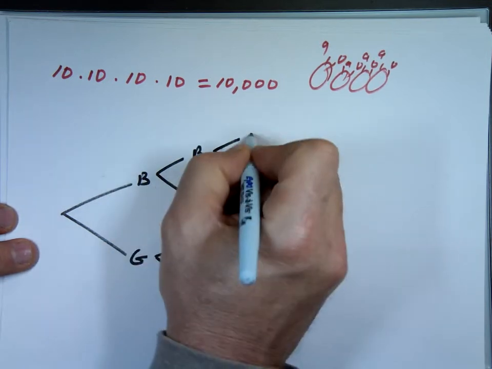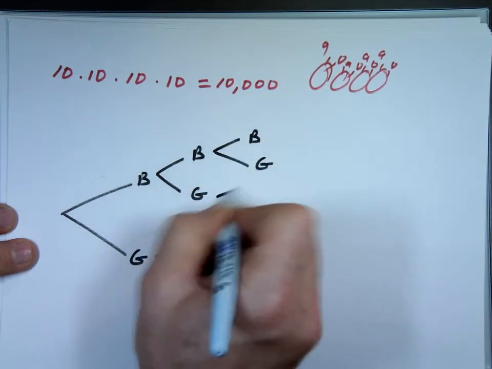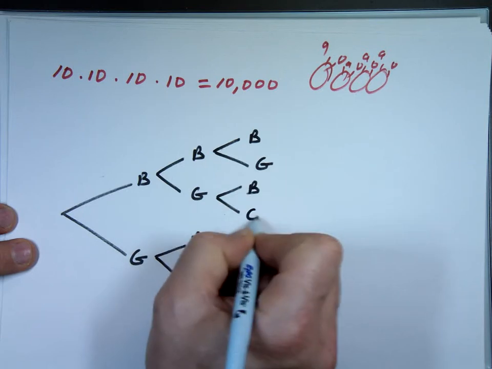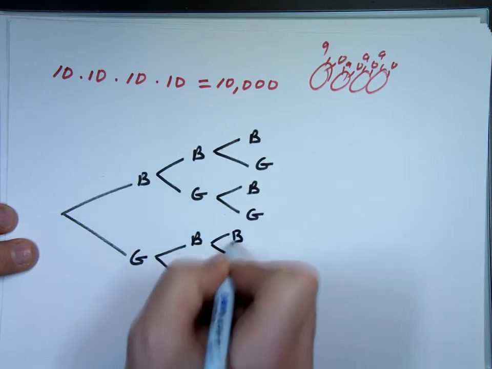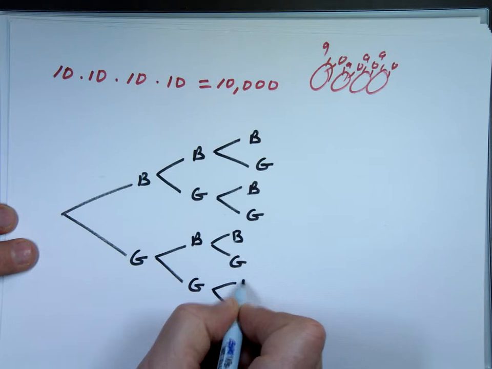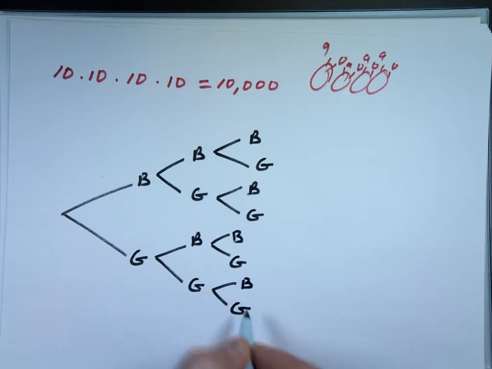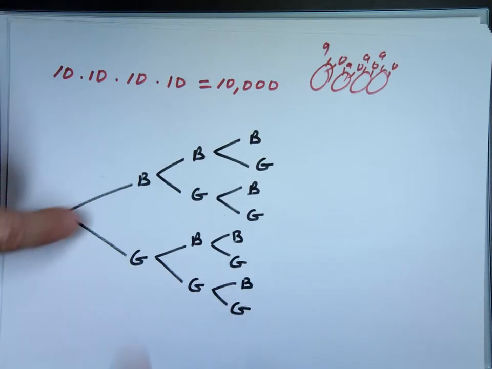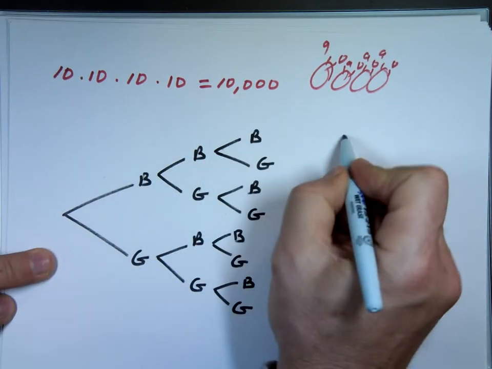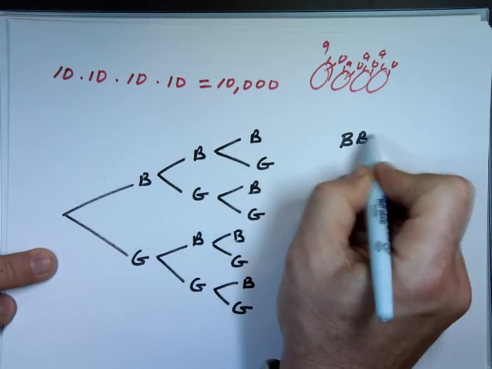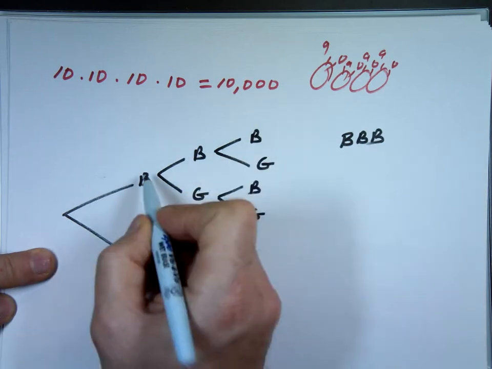Boy, girl, boy, B and G, and B and G. So if you're having 3 kids, these are your choices or your possibilities. You don't really have a choice. God gives us that. It's B, B, and B. B, B, G.